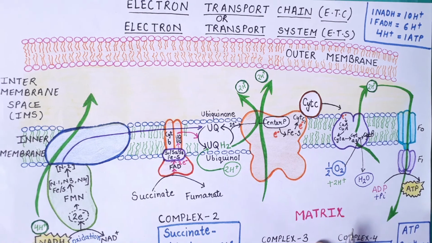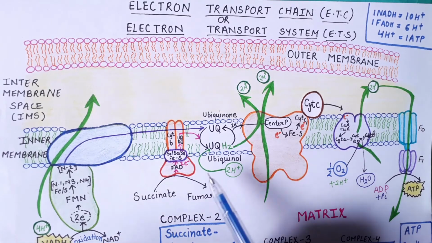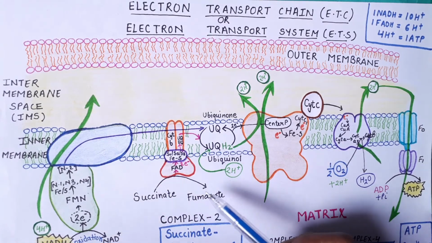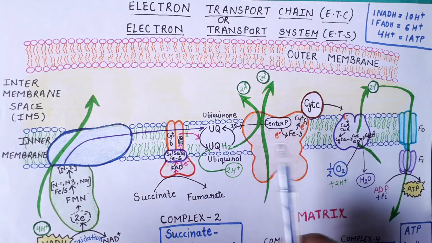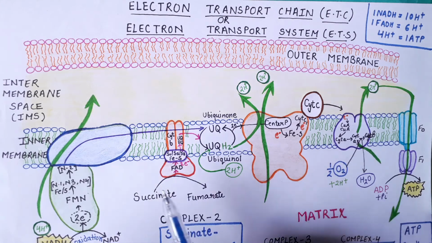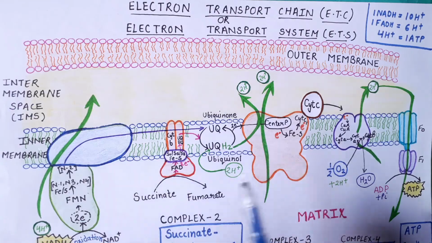That is the electron transport chain in which there is formation of ATP, and that value of ATP that I am telling you is according to the latest concept. So one NADH molecule will give you 2.5 ATP and one FADH2 molecule will give you 1.5 ATP.